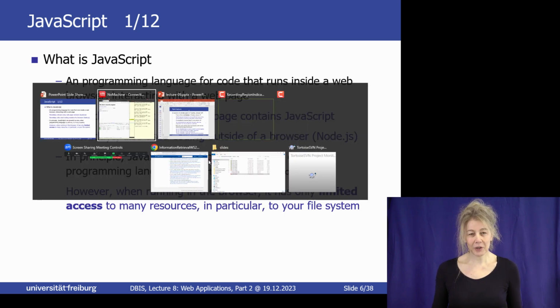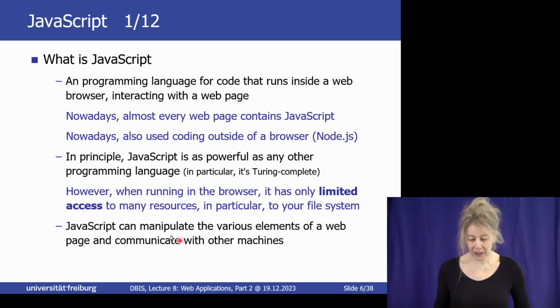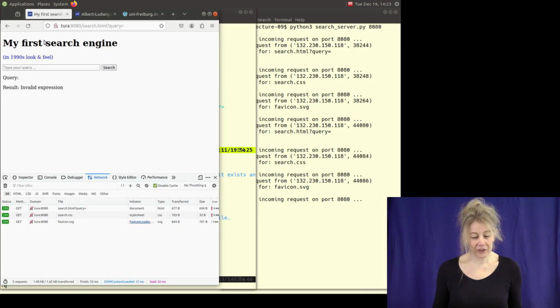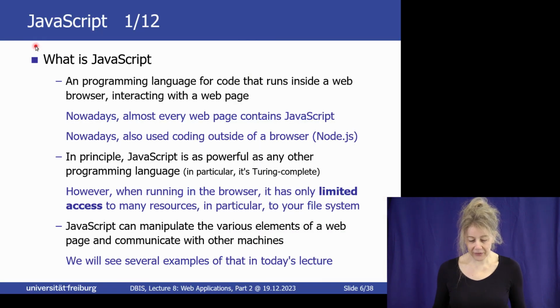Of course, when you run it in a browser, it has to be restricted somehow. In particular, it shouldn't access stuff on your file system. A web page should not be able to remove all files on your file system or even just read them. So there are some restrictions, but you don't have those restrictions when you run it somewhere else as a normal programming language. What it's particularly good at in a web page is that you have all these elements here and you can modify them, which means you can use JavaScript to modify the page. And that's also what we will do today. And we will see in a second how that works.